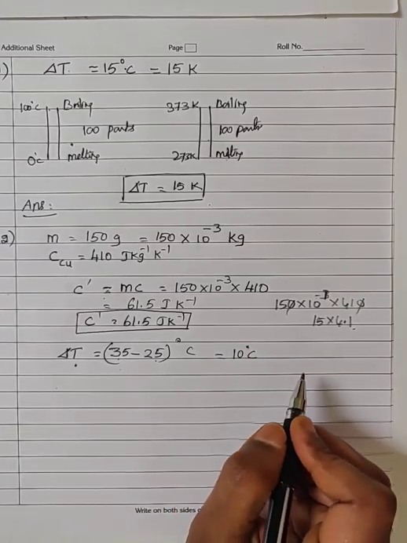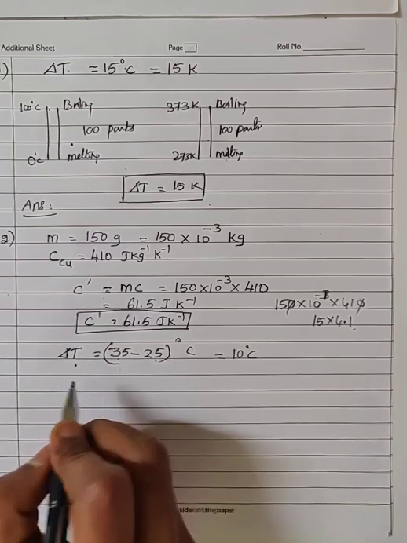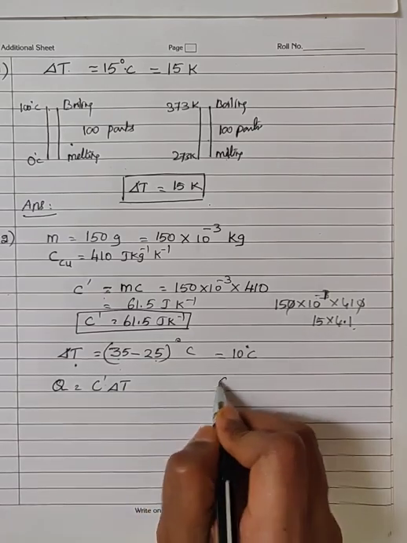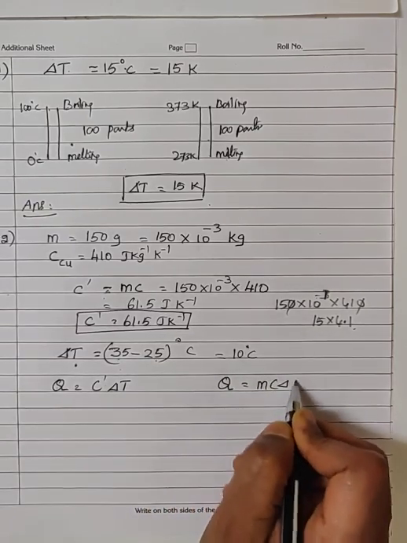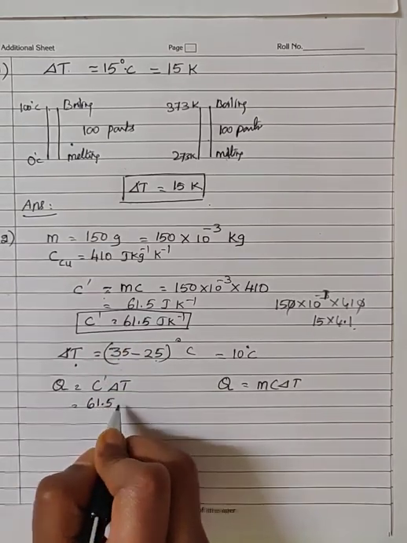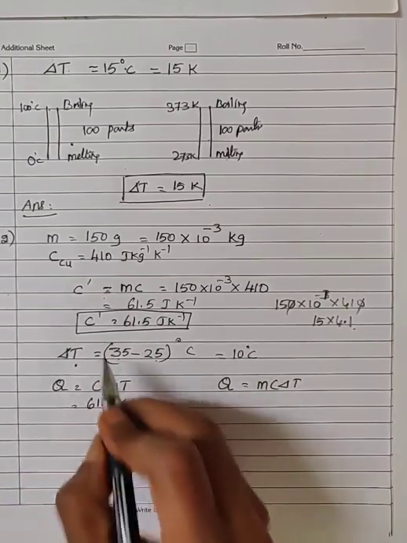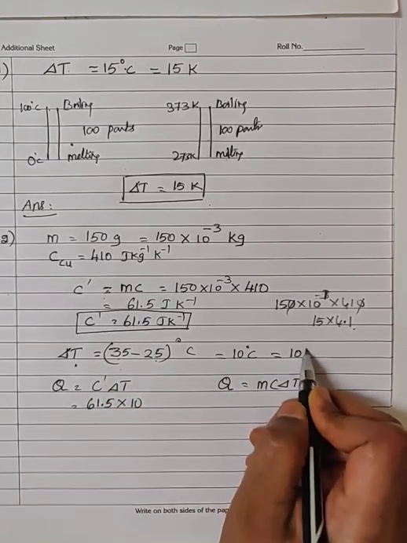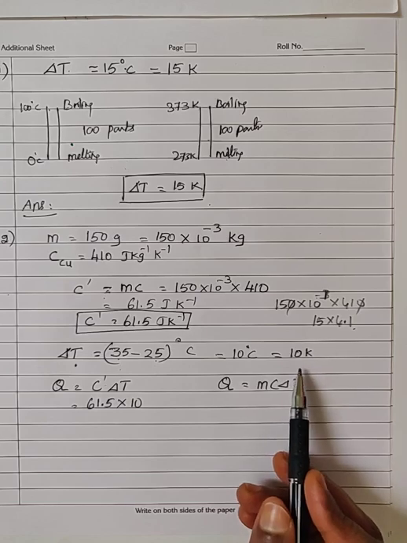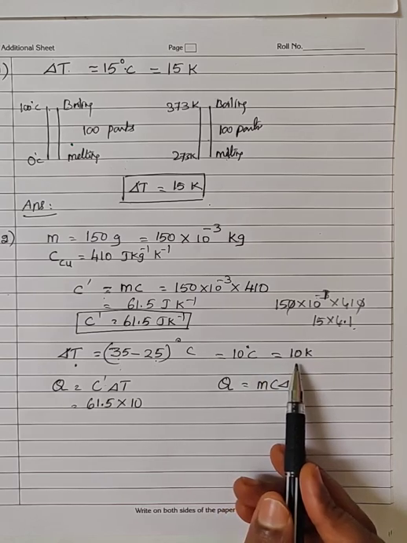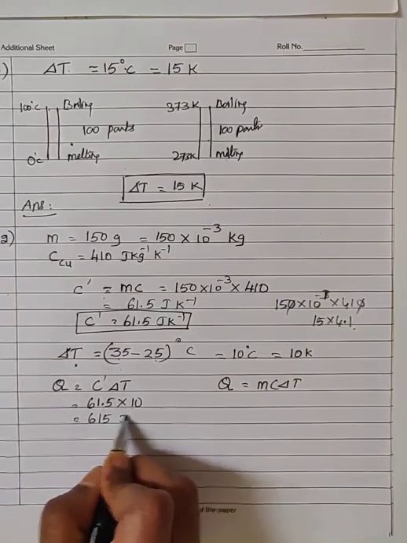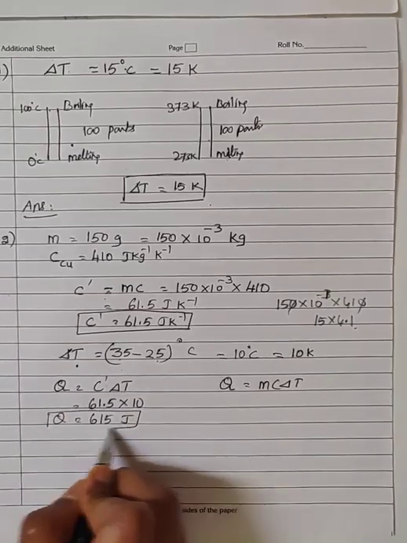Then you are asked to calculate how much heat energy will be required. We can use two things. One is Q is equal to C dash into delta T, or we can also use Q is equal to MC delta T. When you use Q is equal to C dash into delta T, C dash is equal to 61.5 and delta T is equal to 10. Here delta T is equal to 10 degrees Celsius is equal to 10 Kelvin. From the first question you can see every rise in temperature in the Celsius scale is equal to an equal rise in the Kelvin scale. So 10 degrees Celsius I can write as 10 Kelvin, which gives 615. The SI unit of heat energy is joule. So Q is equal to 615 joule.